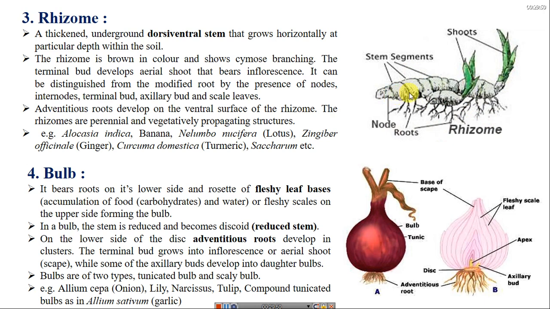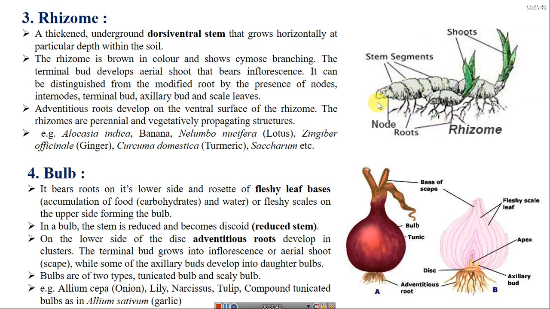The rhizome is brown in color and shows cymose branching. So there you will see branching of the rhizome, and the terminal bud will develop into a stem that will bear scale leaves and inflorescence. So the terminal bud is no more active, it is differentiated into the shoot and that bears the inflorescence. Now this rhizome can be distinguished from the modified root by the presence of nodes and internodes, right? And the terminal bud that develops into a stem and which bears leaves and inflorescence, right? Then axillary buds are present, scaly leaves are present. So all these are characteristics of a stem, right?